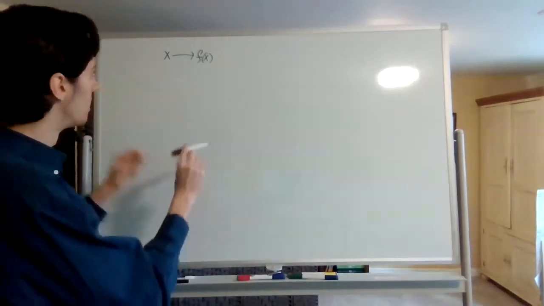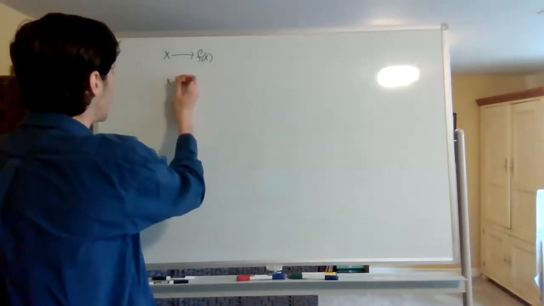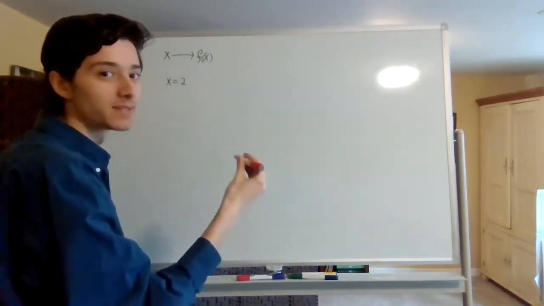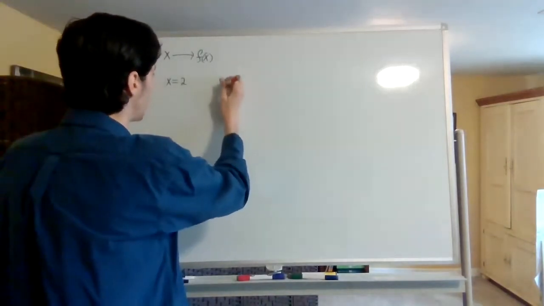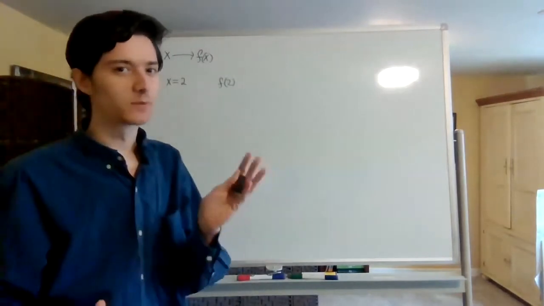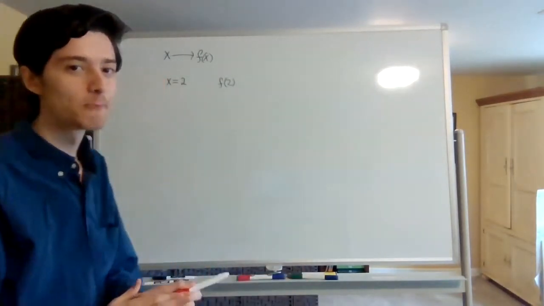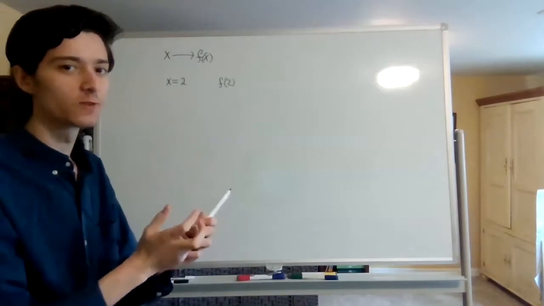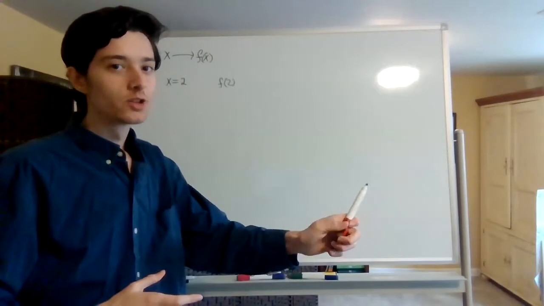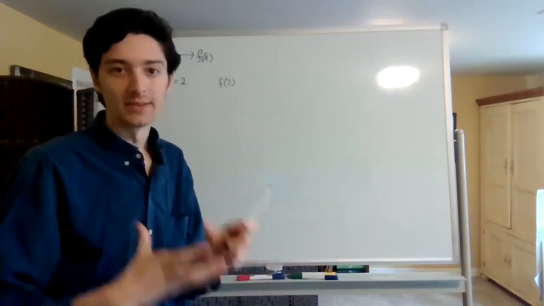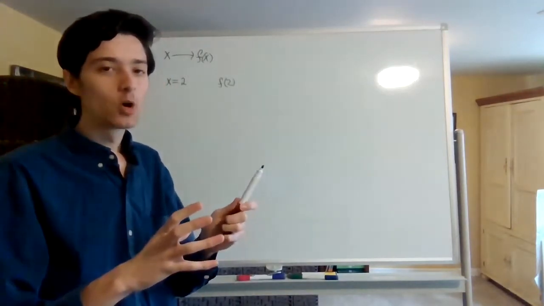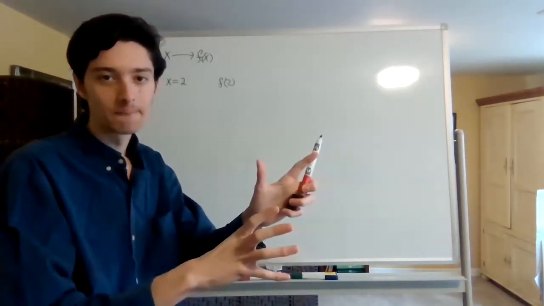So for example, let's say x equals 2. Then that would get mapped to f of 2. And as long as you're using the same function, if you plug in x equals 2 into your function, you will always get that same f of 2. So limits work a little bit differently. Instead of using exact values, they see, well, what if we're close to a certain value?